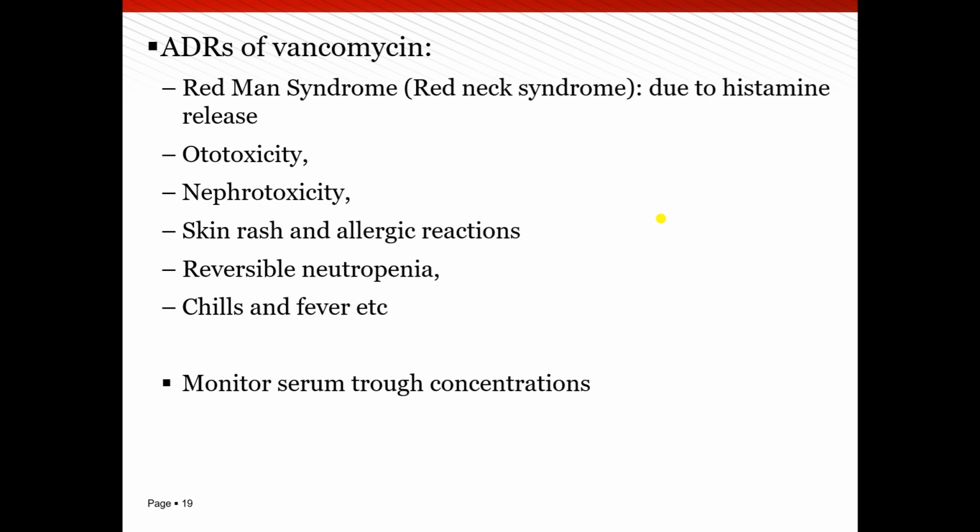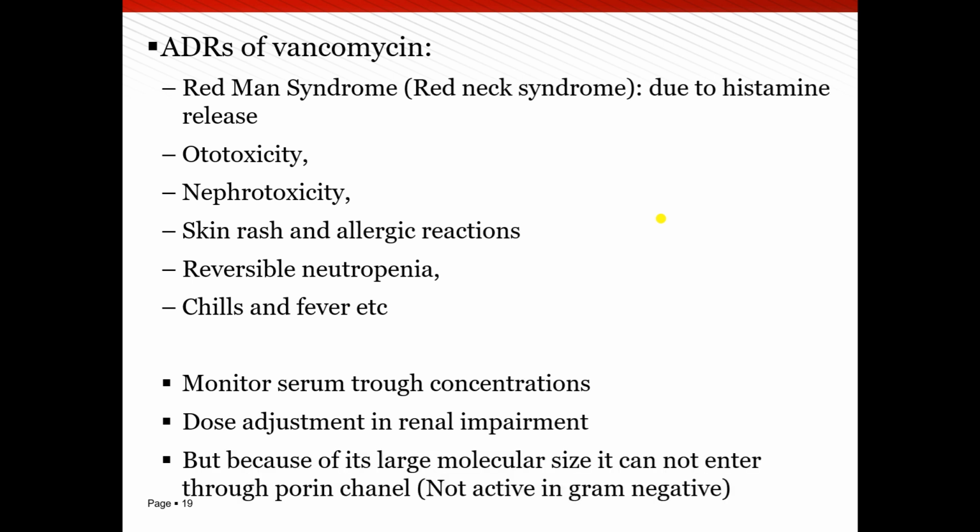To avoid these side effects, one should make a habit to monitor serum trough concentration of vancomycin, because it is always associated with adverse drug reactions. Dose adjustment is always required in renal impairment patients. But because of its large molecular size, it cannot enter through the porin channel, so it is not effective for the management of gram-negative organisms. So vancomycin is only effective for gram-positive bacteria. It is not meant for gram-negative organisms.